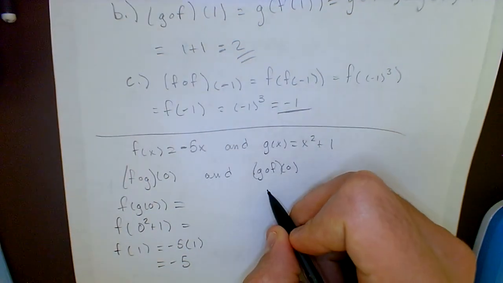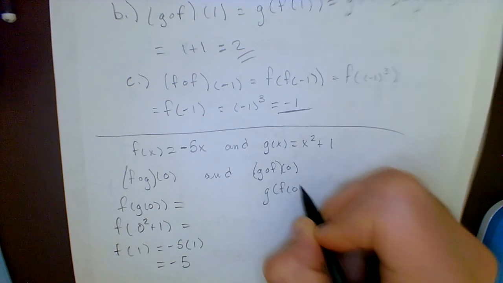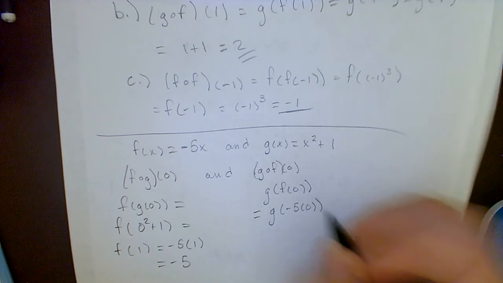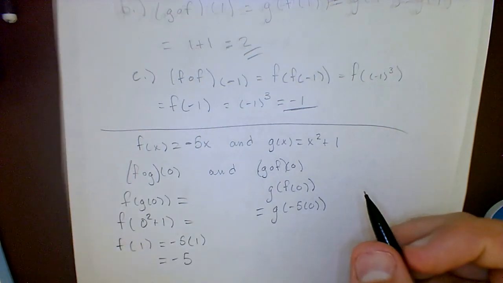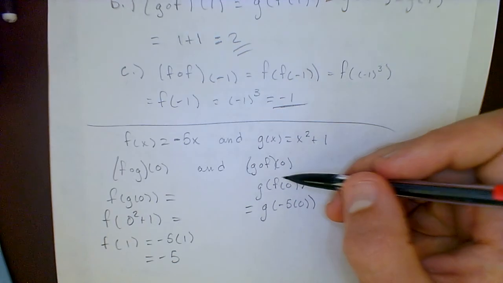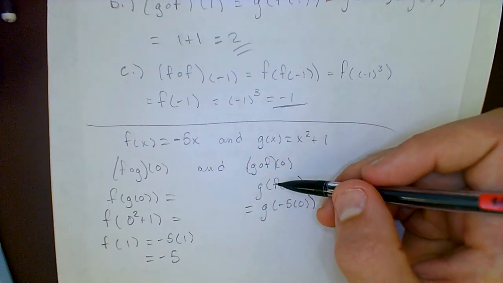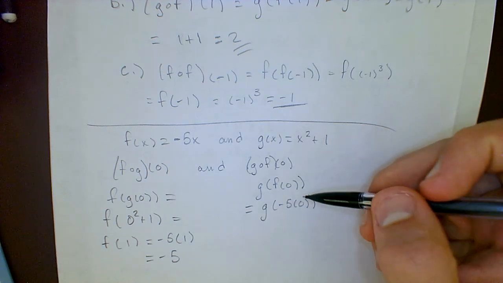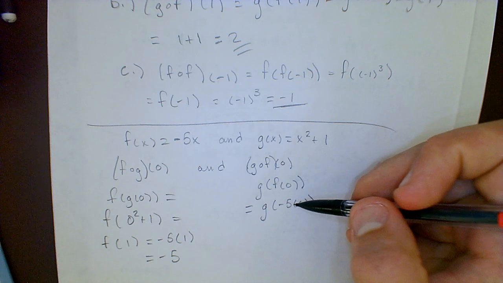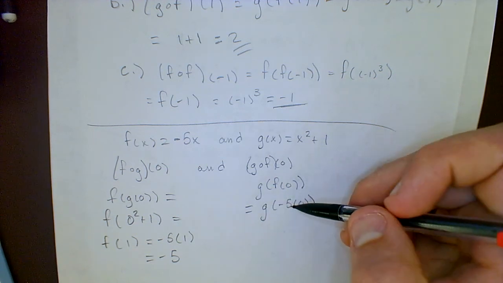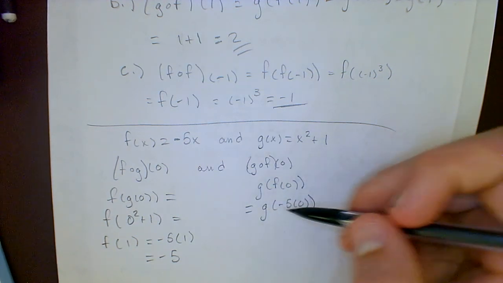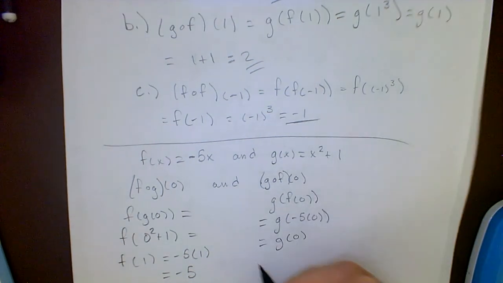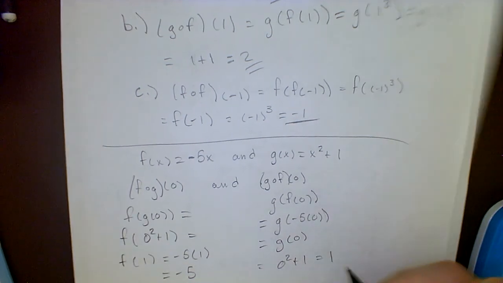Okay, this one is g of f of 0, which is equal to g of negative 5 times 0. Right, and this is where we can get confused. Remember, this is function notation. This is not multiplication. This is saying I want to evaluate f at 0. This one is different because this is not saying I want to evaluate negative 5 at 0. This is saying I want to multiply negative 5 times 0 with these parentheses. But then this outer parenthesis is not saying I want to take g times whatever's in the parentheses. It's saying I want to evaluate the function g at whatever's inside its parentheses. Okay? So this is now g of 0, and that's equal to 0 squared plus 1, or 1.